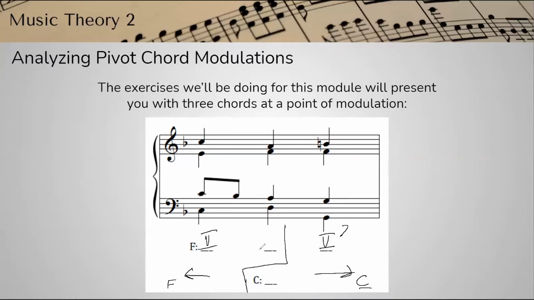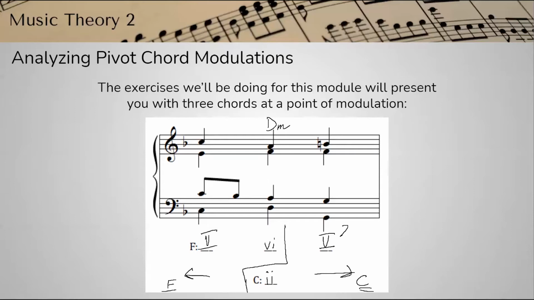And then the chord in the middle, the chord with the bracket, is analyzed using two different Roman numerals, the Roman numeral that is from the key of F, and the Roman numeral that is from the key of C. So this is a D minor chord, and in the key of F major, D minor is the 6, but in the key of C, D minor is the 2. So this is our pivot chord. We give it two different Roman numerals, even though it's just one chord, because it exists in both the old key of F and the new key of C. And that's the basics of analyzing a pivot chord modulation.